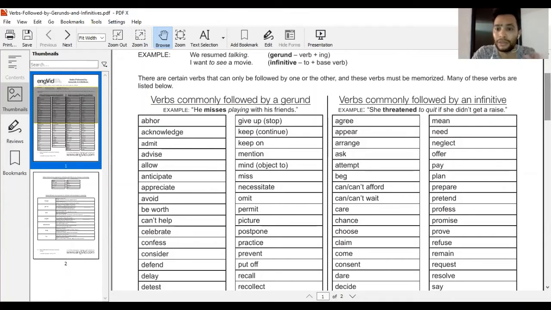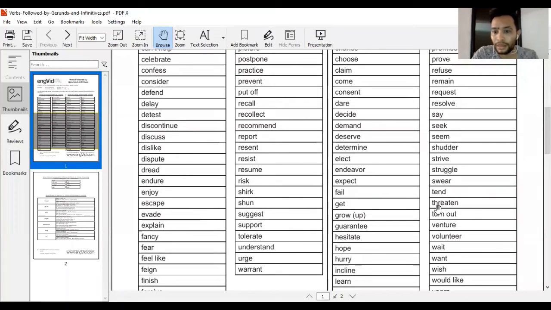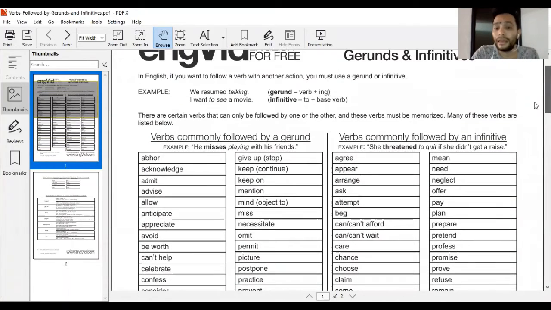That is incorrect because this, threaten, is a verb that must follow the verb pattern with the infinitive form. Take a look here. Threaten. This is it. All right, so don't forget that.